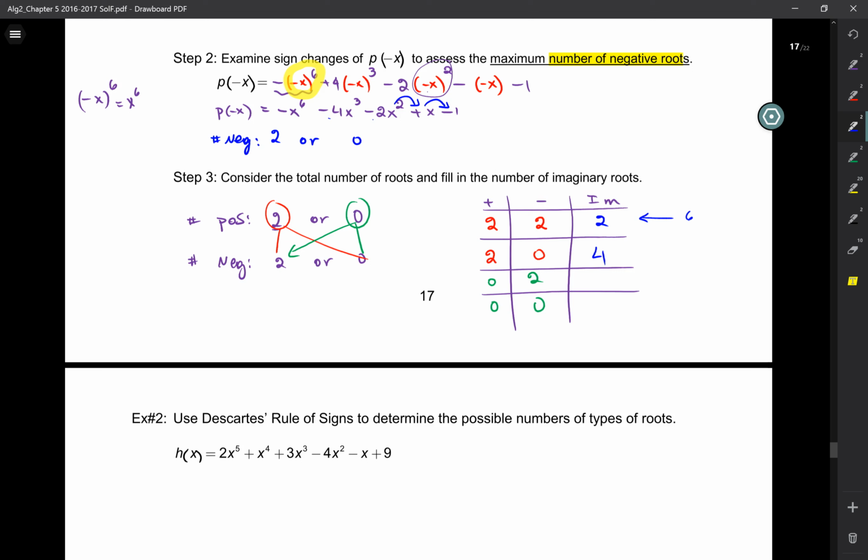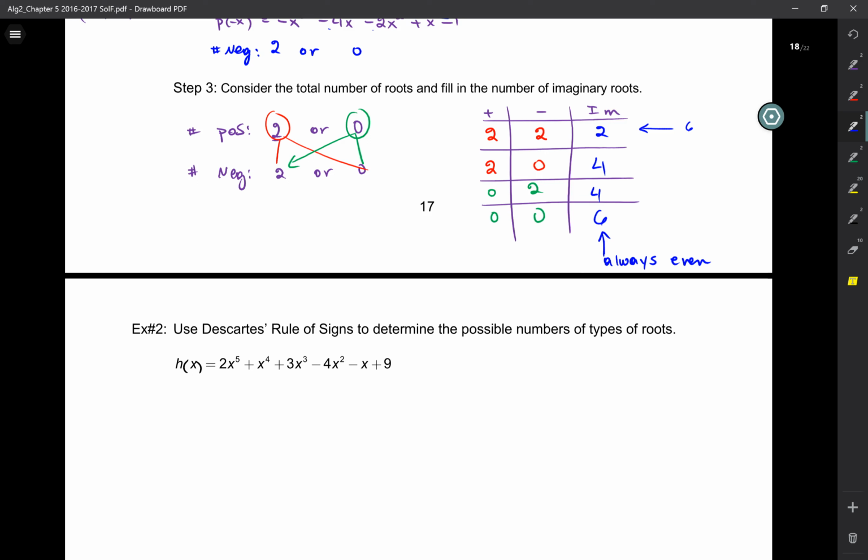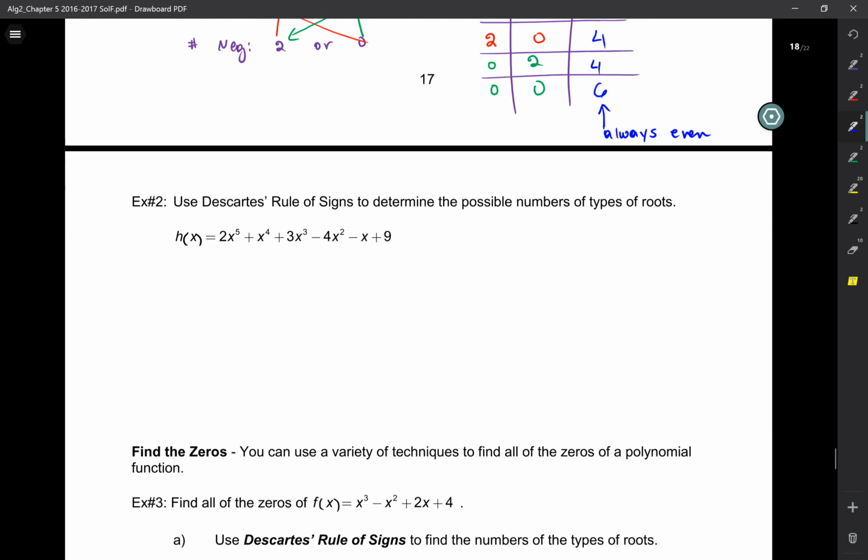Now, imaginary numbers always come in what? Remember, imaginary numbers always come in pairs. So this column must always be even, because I can never get 5 imaginary numbers or 3. It's either 0, 2, 4, 6, and so on. I'm going to do one more with Descartes' rule and then take questions on Descartes' rule.